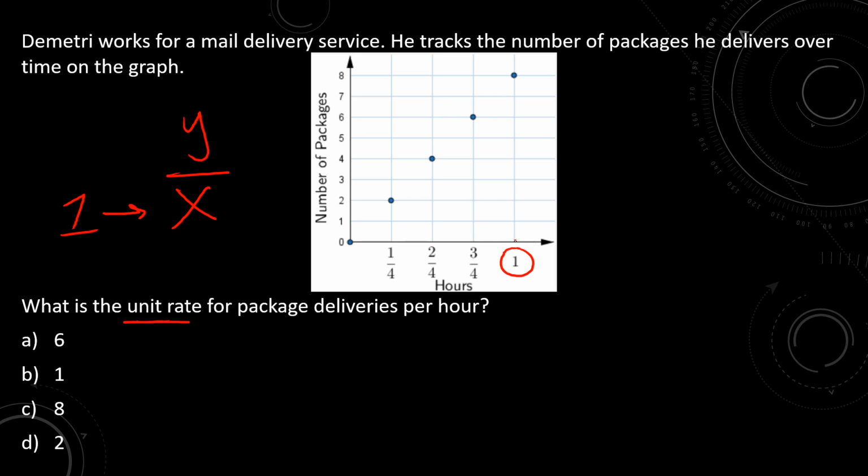Once I find that, I'm going to take that grid line and follow it all the way up until I reach a point, which is up here, and then I'm going to follow this all the way back until I reach my y-axis, and that tells me it is 8. So here my y is 8, x is 1, which means my unit rate is going to be 8.